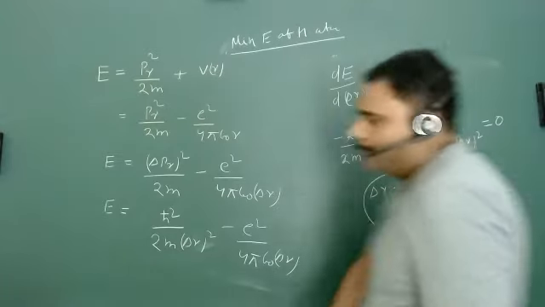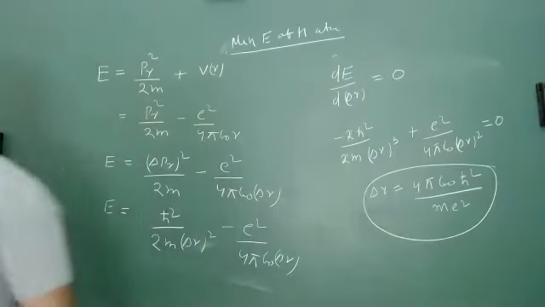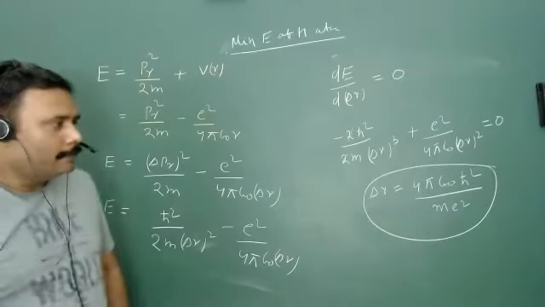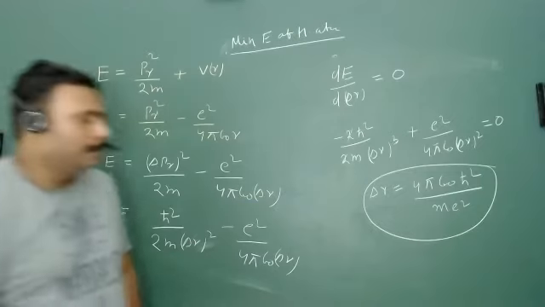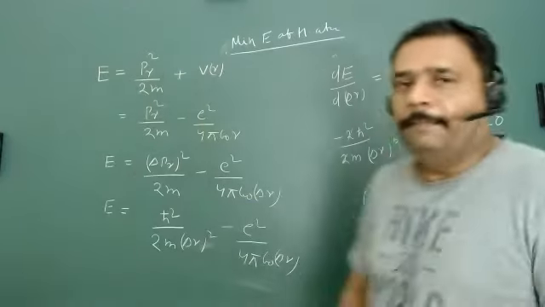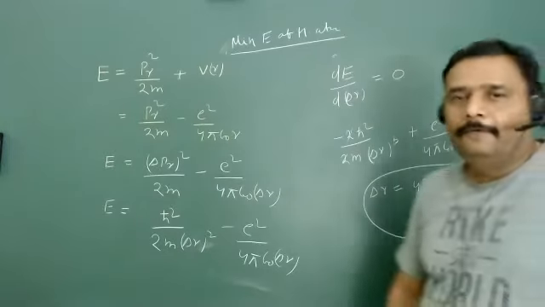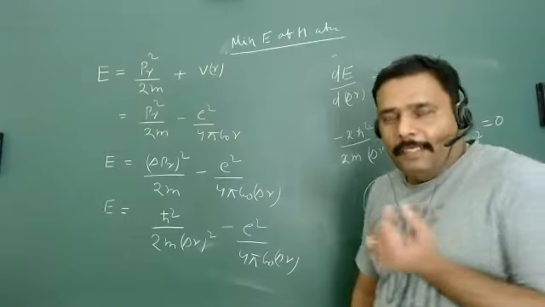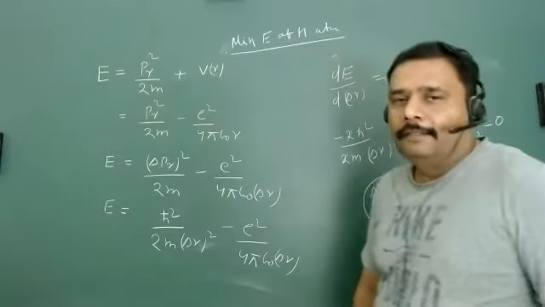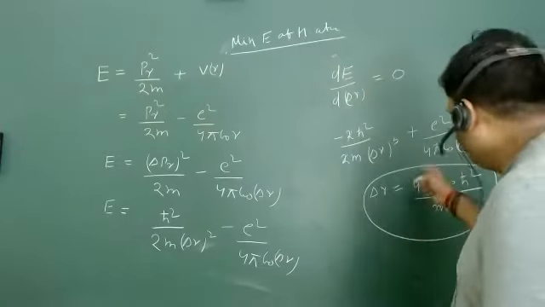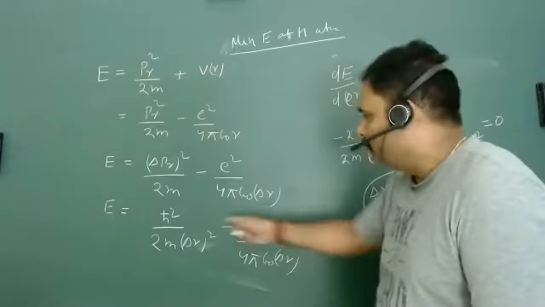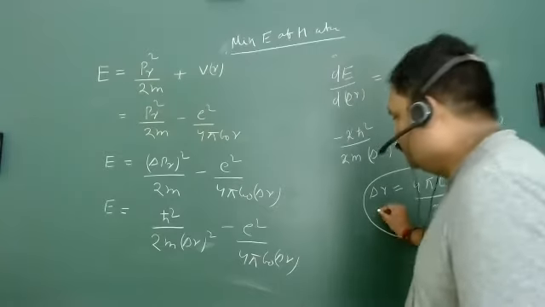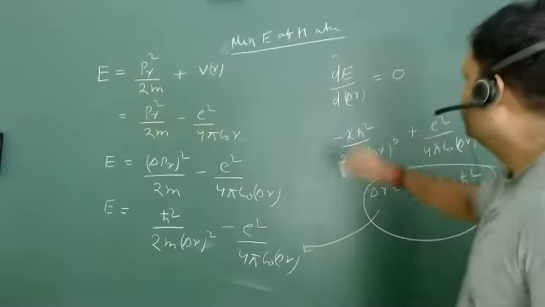Do you remember what this particular thing is? This number is very important. We have discussed this number. A naught, yes, 0.53 A naught. If your delta R is equal to A naught and you put the value of delta R into this particular equation, I am just leaving it up to you. I am writing the direct answer.